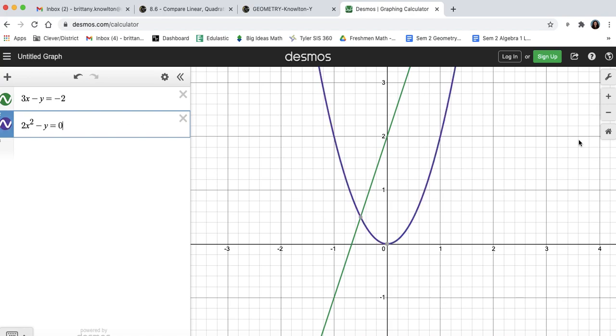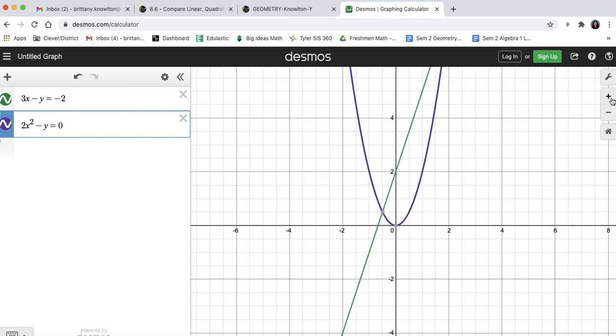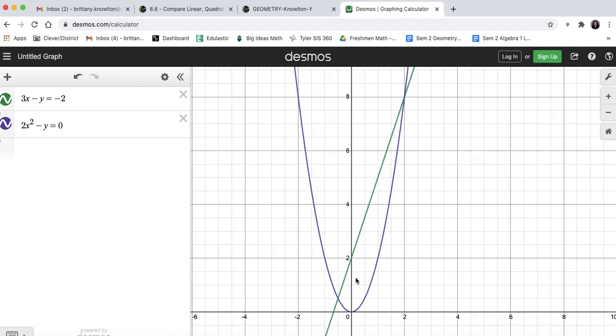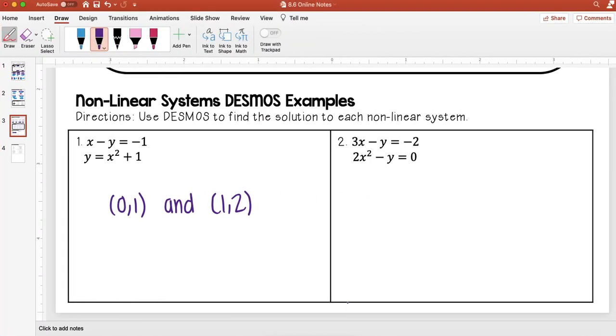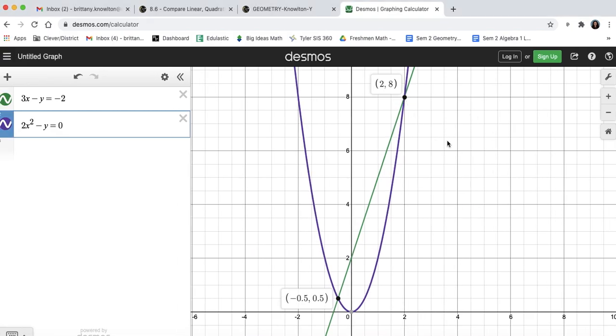So here it's not zoomed in correctly, so I'm going to have to zoom out a little bit. And now I can actually see my two solutions. And so I can click again on those points where they intersect, and I see those are my two solutions. My two solutions where they intersect are (-0.5, 0.5) and my other one, (2, 8).